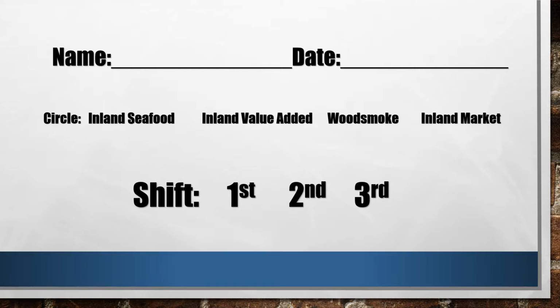Now let's take our quiz. Write your name first and last in the slot where it says name. Next, you're going to write today's date. Circle the inland company that you work for. And last, circle the shift that you work on.